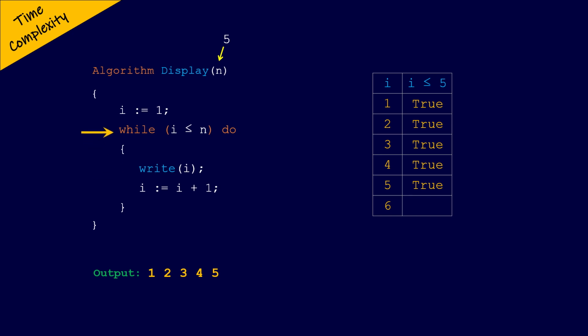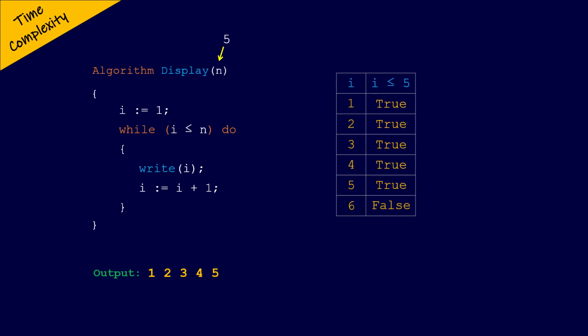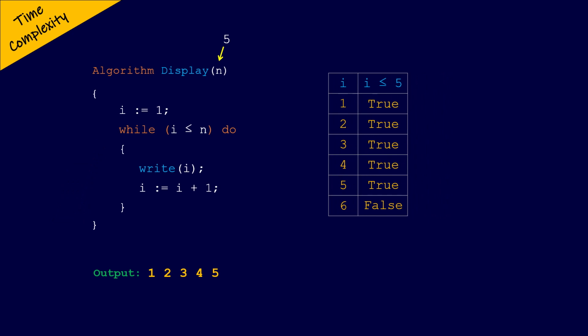Then we move back to the while loop and check the condition I less than or equal to n. At this point, we have the current value of I as 6, and 6 less than or equal to 5 is false. Therefore, since the condition is false, the statements within the while loop will not execute and the while loop terminates. If you observe, when the value of n is 5, the statements within the while loop are executed 5 times because the condition is true, and the 6th time the condition becomes false.